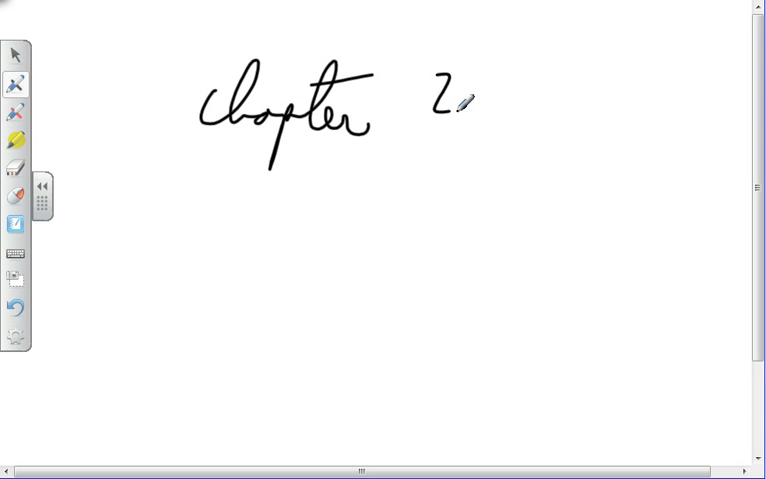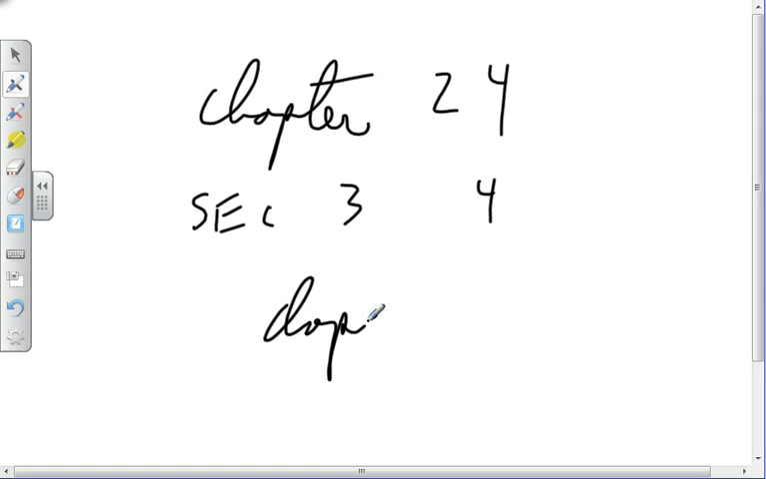We're doing chapter 24, and we'll do sections 3 and 4, followed by chapter 25, section 1. So that's the plan.